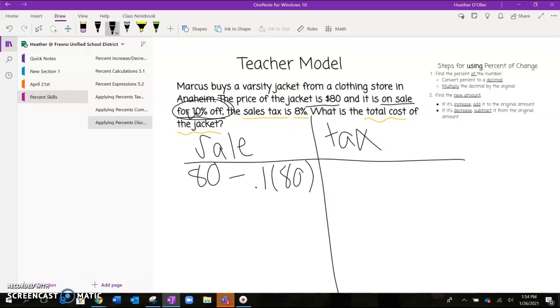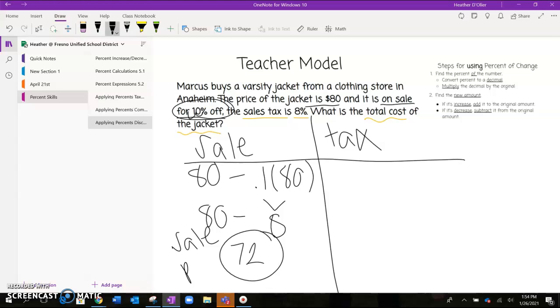And if you watched any of the other problems, I've already done this one, but that's okay. So 0.1 times 80. And I'm doing it on my handy dandy calculator. Gives me 8. That means that this jacket is $8 off. Not that the jacket costs $8. So I'm going to do 80 subtract 8. And that tells me that the sale price of the jacket is $72. Okay, and remember that this is the sale price.